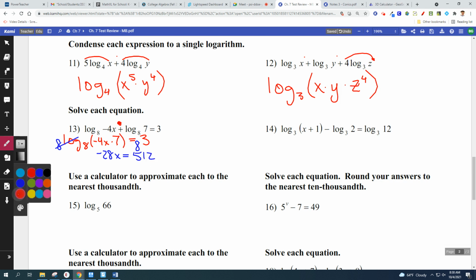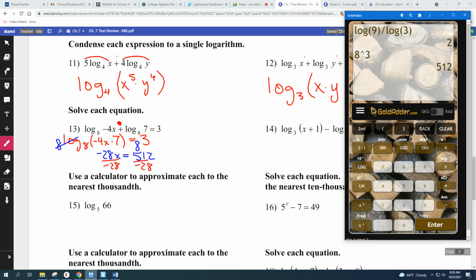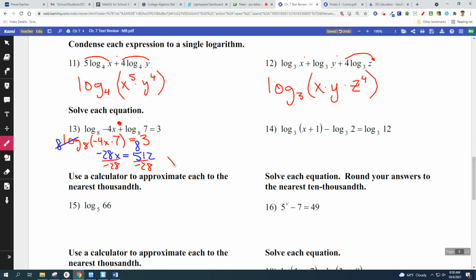And so now to solve, we would just divide by negative 28. And I'll use a calculator. Okay, let's round off to 3 decimals, 286. Negative 18.286 or so.